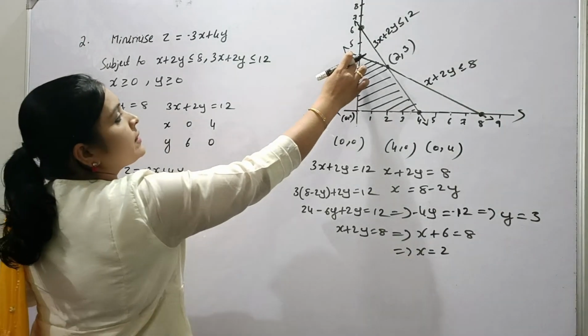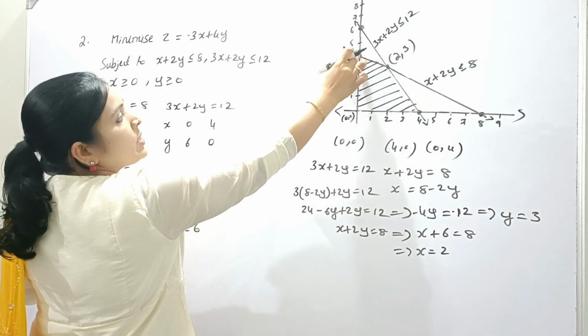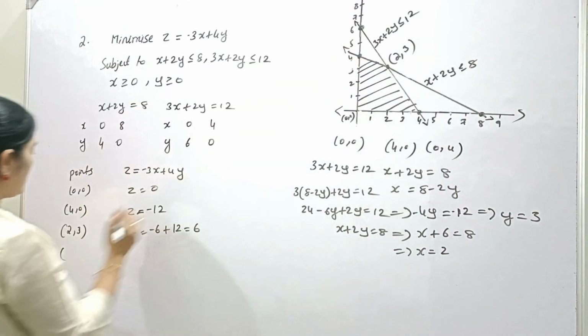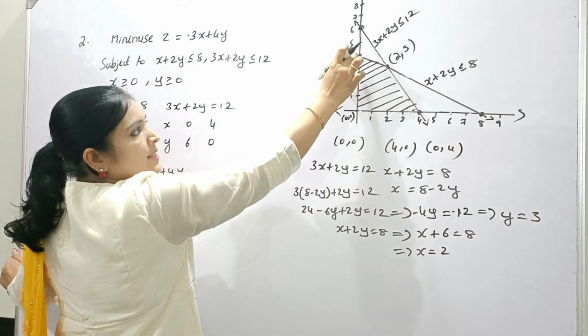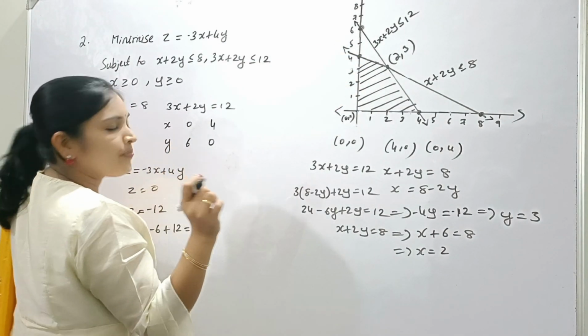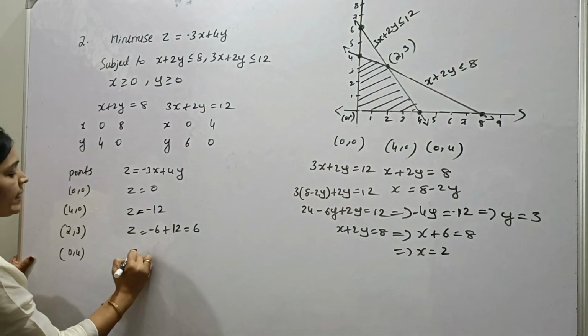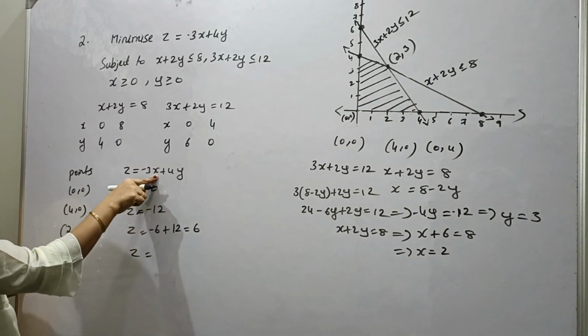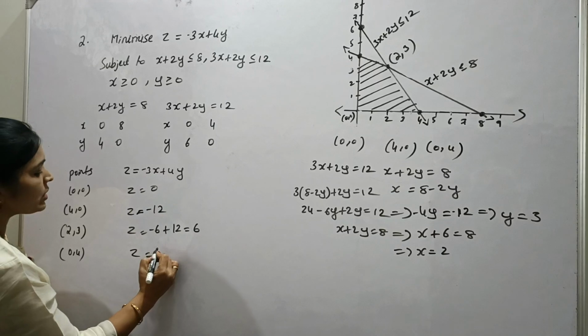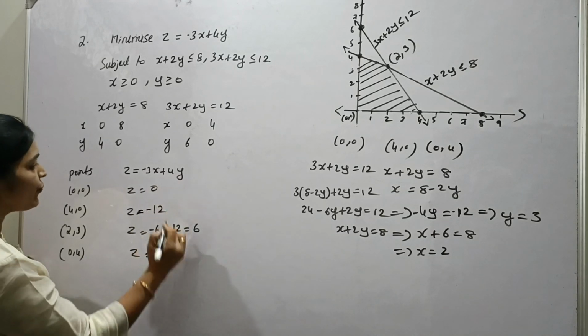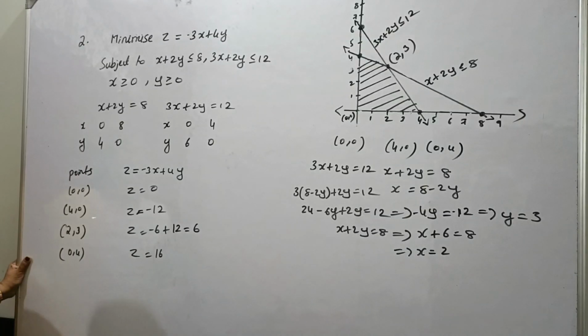Next point is this one, that is 0, 4. Okay, 0, 4. Because it is a point on the y-axis, its x coordinate is 0, right? So 0, 4. Z is equal to, put x is equal to 0, y is equal to 4. So minus 3 into 0, 0. 4 into 4, 16.